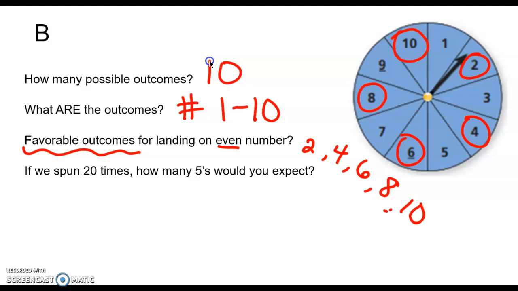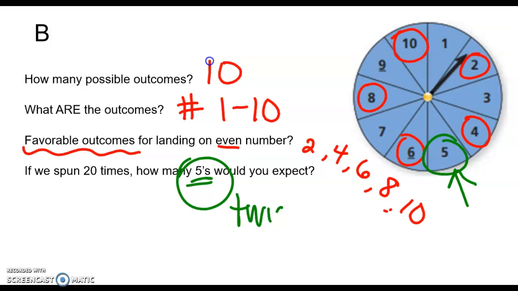Okay, well, this is just kind of thinking about it. The 5 here is 1 out of 10 sections. Okay, and if I spun my spinner 20 times, I would probably expect to get maybe 2. Get a 5 twice, or 2 times maybe. That's just a guess, right? But that's probably what I would expect if I had to make a guess. If it happens 1 out of 10 times and I spin it 20 times, probably twice or around there.